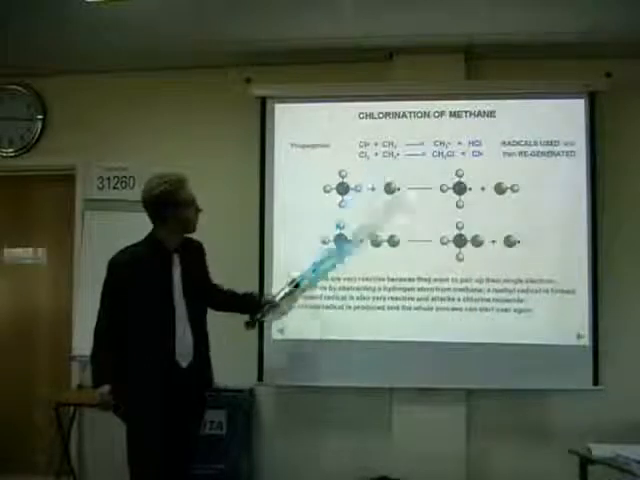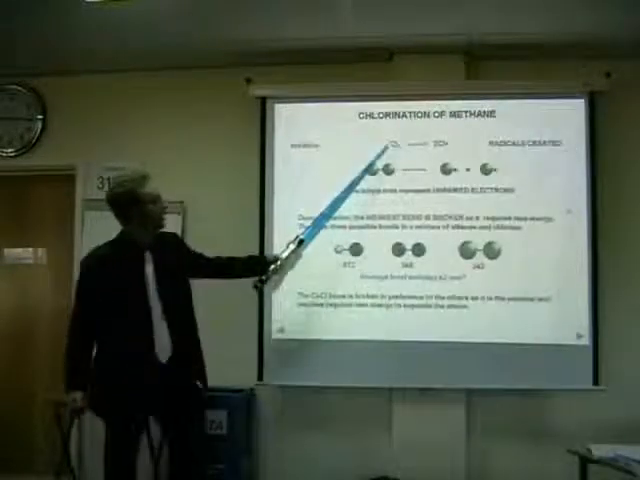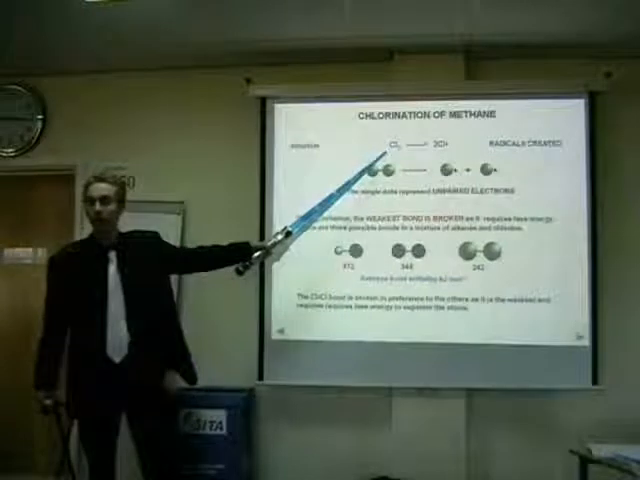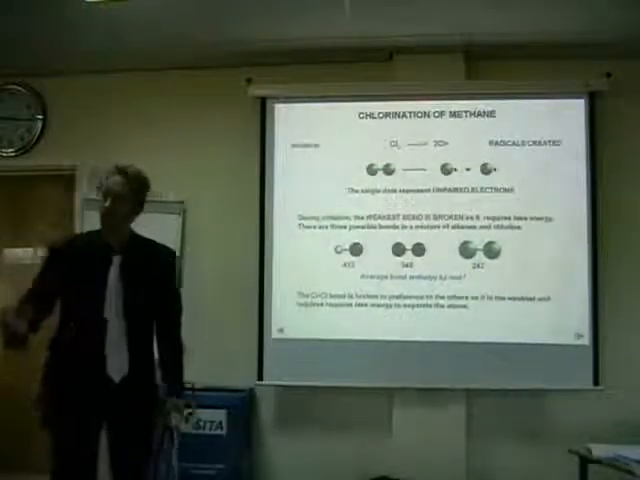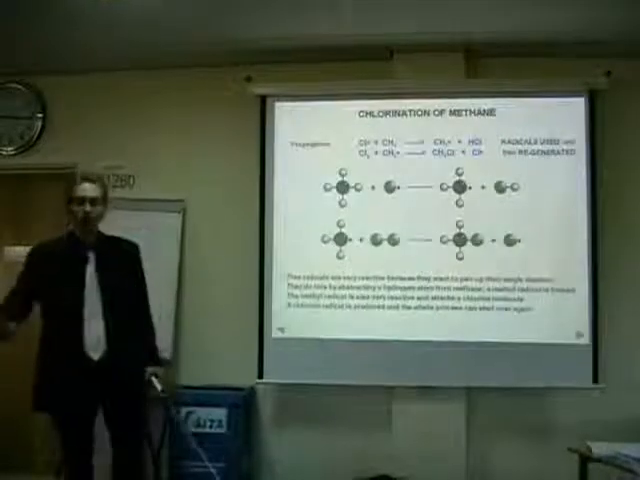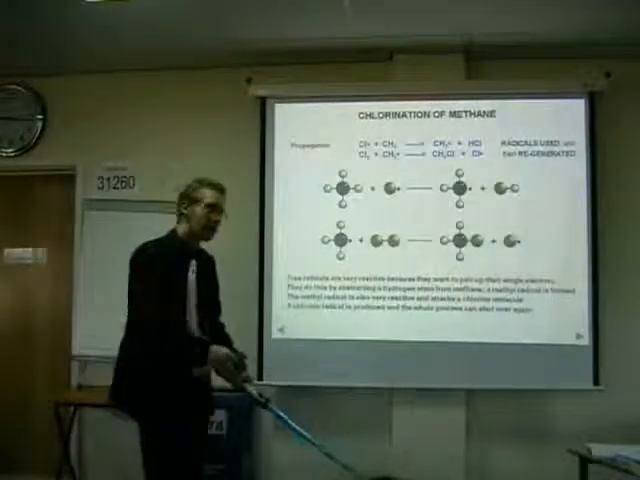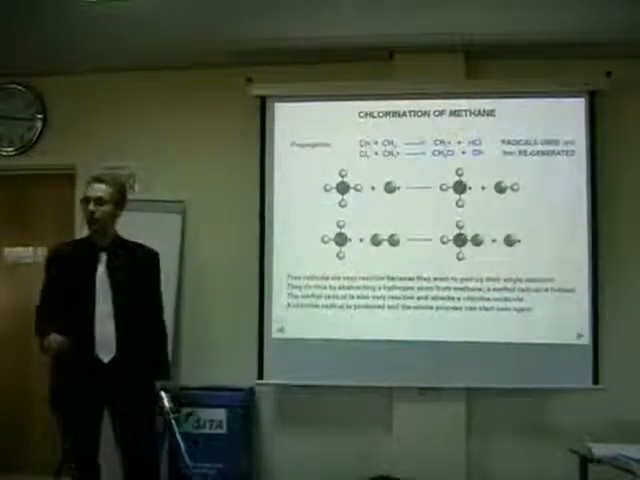So, to recap, this is an initiation step. Okay? You need the UV light to break the molecule apart and form the radicals. Once you've got the radicals, they can react with other molecules to form different radicals and other molecules. You got it?